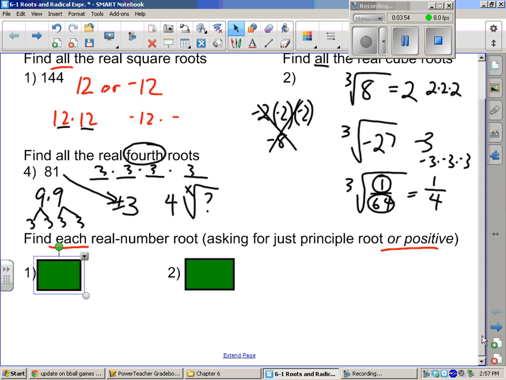All right. Okay, now we're doing each root. So each root instead of all. So each is just your clue that we're only doing the positive. So it's just, what is the square root of 49? It's 7. Okay, not plus or minus.